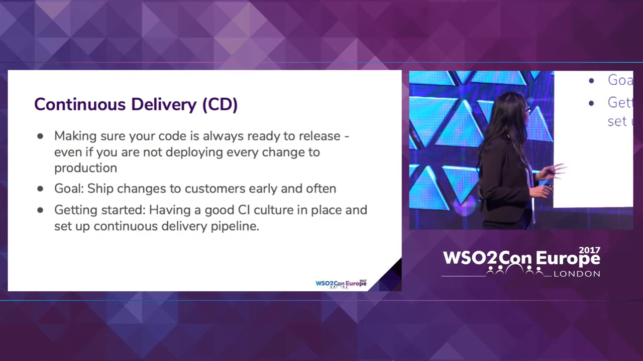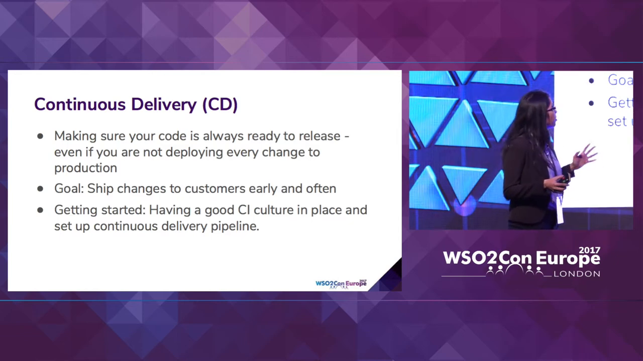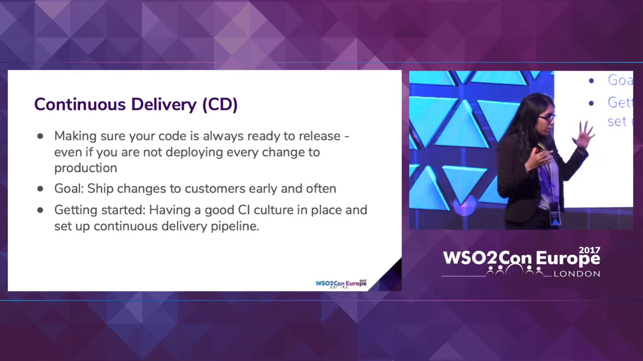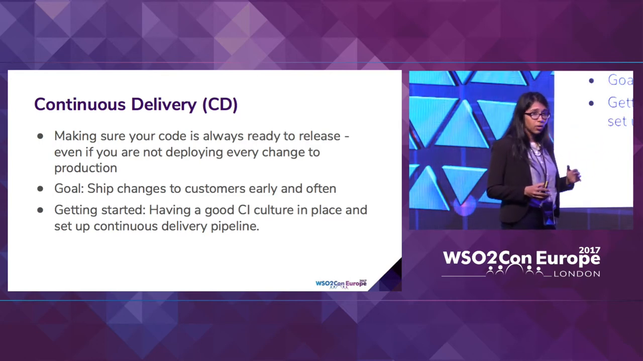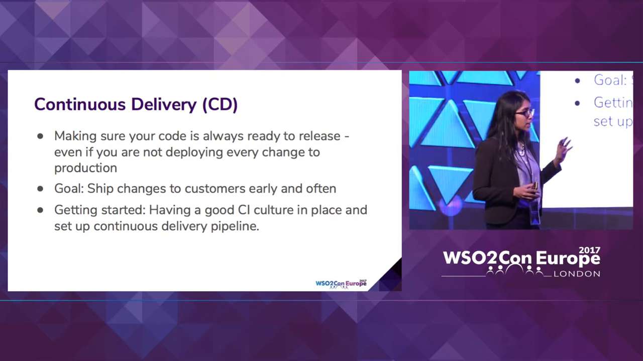So the goal is to ship changes to customers early and often. Most businesses might think, wow, this means releasing high-quality software faster than ever before. That's wonderful, that's great, but it seems like there's a catch. But what businesses forget is that continuous delivery reduces the granularity of the releases. So that means you release small fixes or small changes frequently.